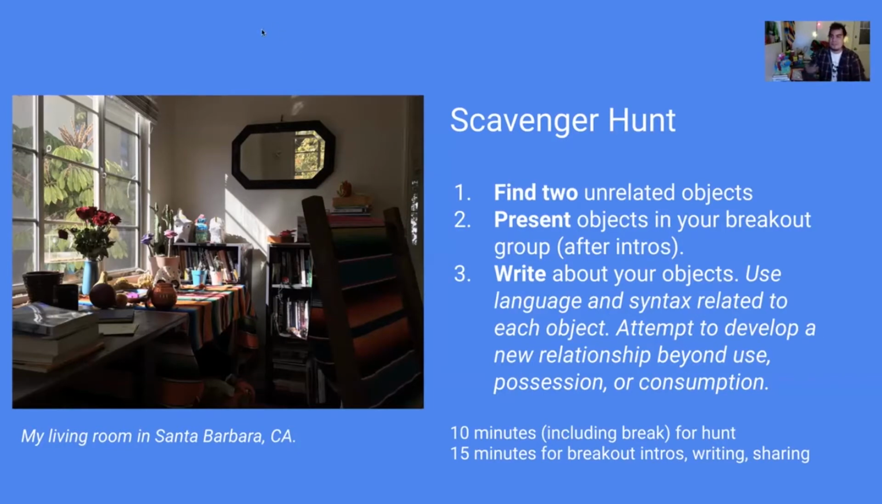All right, so for this last exercise, just find two objects that are dissimilar and write a poem about them. And think about the language and syntax associated with each object. And try not to think about it as a use, something you own or something you use or something you consume. One poet wrote about an avocado and a chin strap that her mom bought her. And I might write about piñatas and sunglasses.